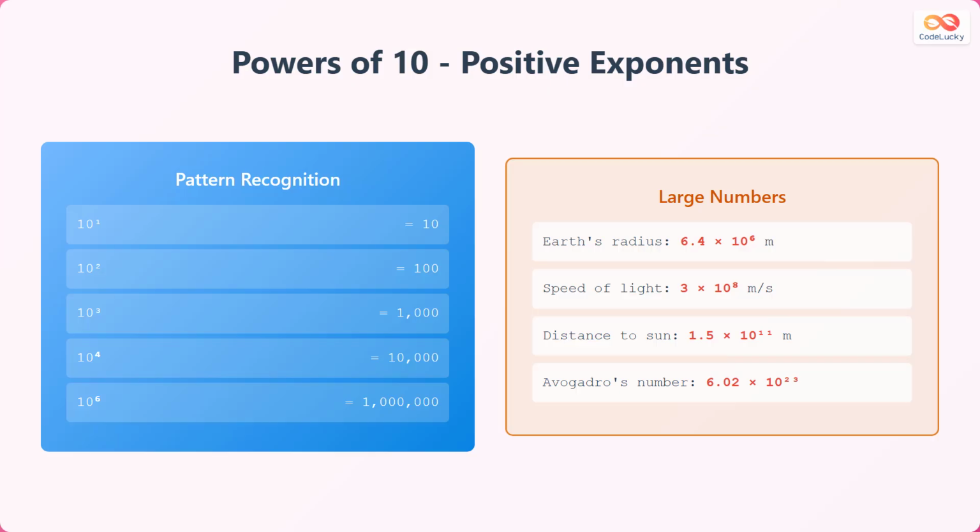Now let's look at some examples of large numbers expressed in scientific notation. The Earth's radius is approximately 6.4 times 10 to the power of 6 meters. The speed of light is 3 times 10 to the power of 8 meters per second. The distance from Earth to the Sun is about 1.5 times 10 to the power of 11 meters. And Avogadro's number, which is used in chemistry, is approximately 6.02 times 10 to the power of 23.